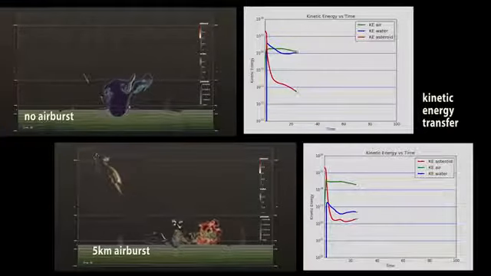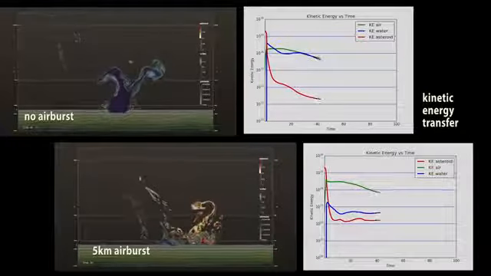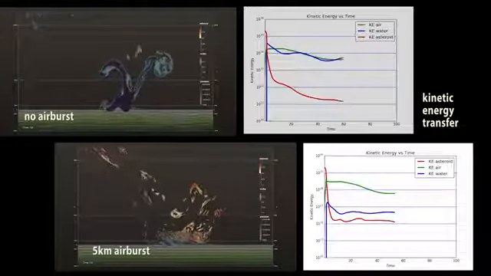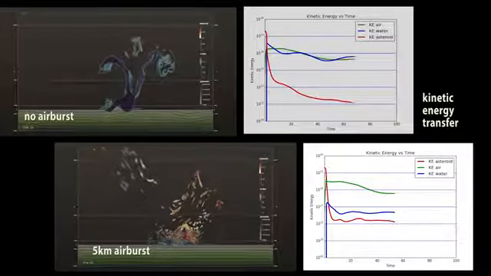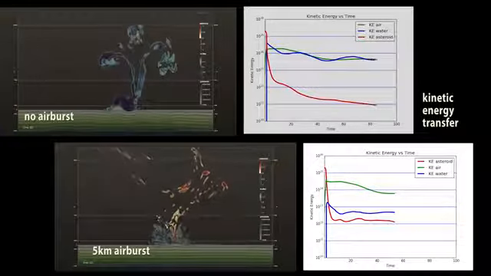Whether or not there is an airburst changes how much kinetic energy is transferred to the air and water. An airburst breaks the asteroid apart so that much of it skims the surface of the water rather than slamming into it. For the same size of asteroid, this results in a much smaller effect on the ocean.